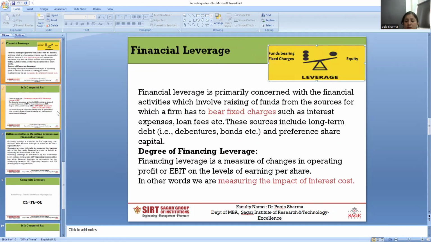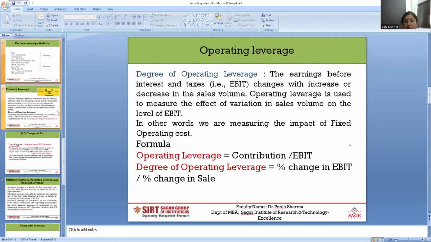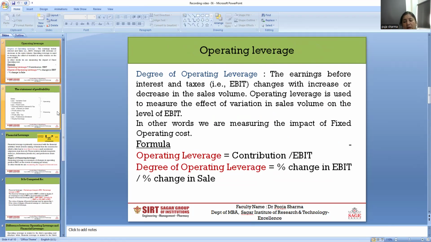In today's topic, I have taught you the concept of operating leverage, in which the focus point is the operating expense, fixed expenses, which are depreciation, insurance, EMI, and the rent. These kinds of expenses are fixed in nature. We are evaluating the effect of fixed operating expenses on the profitability or on the EBIT of the company.